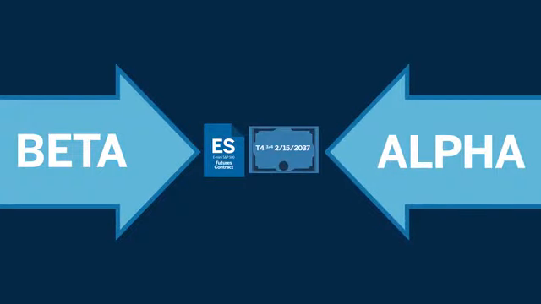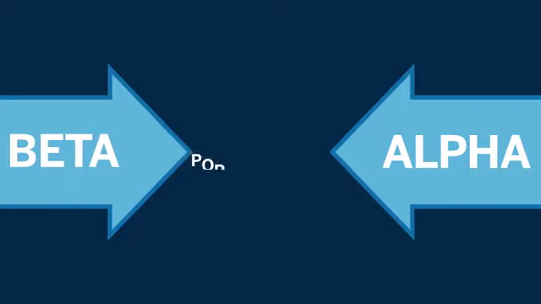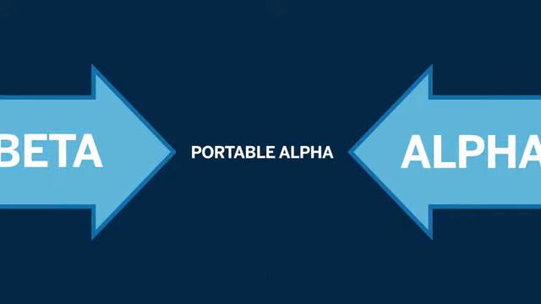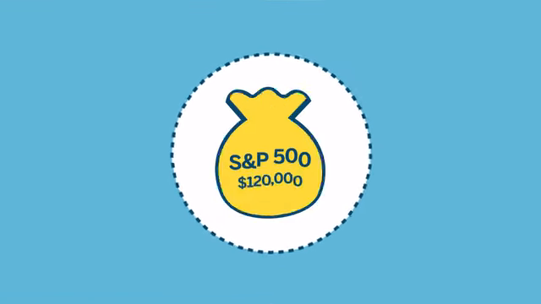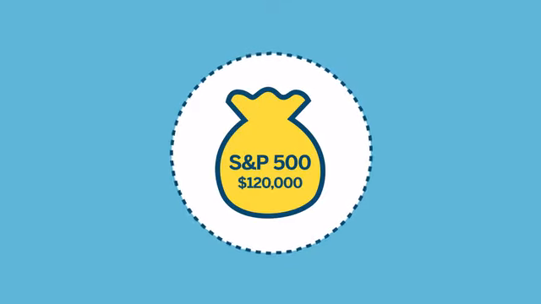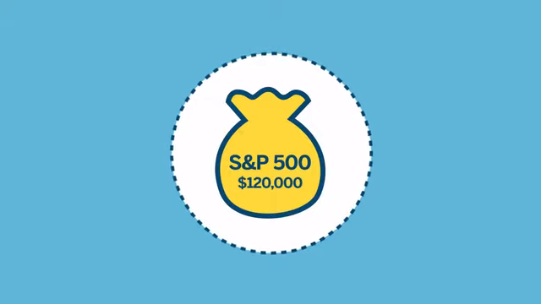Now, what if you combined the incredibly liquid, efficient, and cheap source of beta, like S&P futures, with alpha derived from active fixed income investing? The result would be a strategy known as portable alpha. Let's assume you have $120,000 to invest. You could obtain S&P 500 exposure by investing the entire $120,000 in the 500 member stocks in the S&P. This gives you complete replication of the S&P 500.